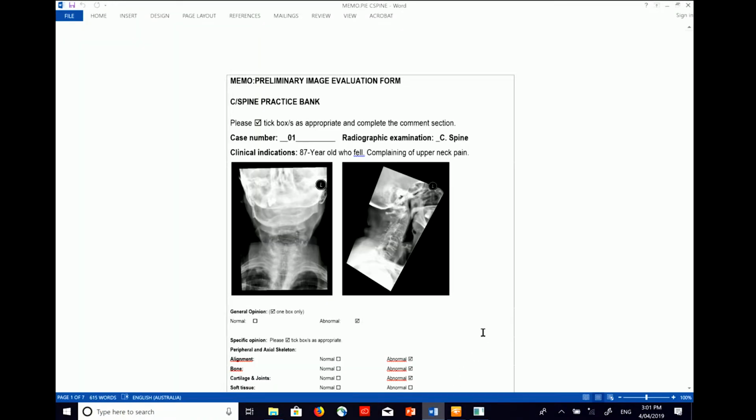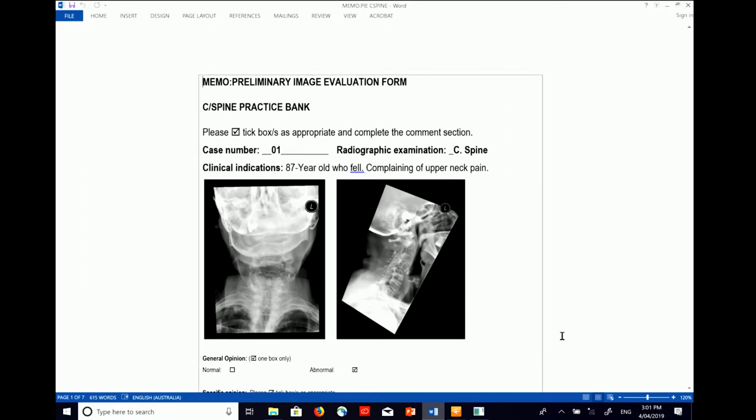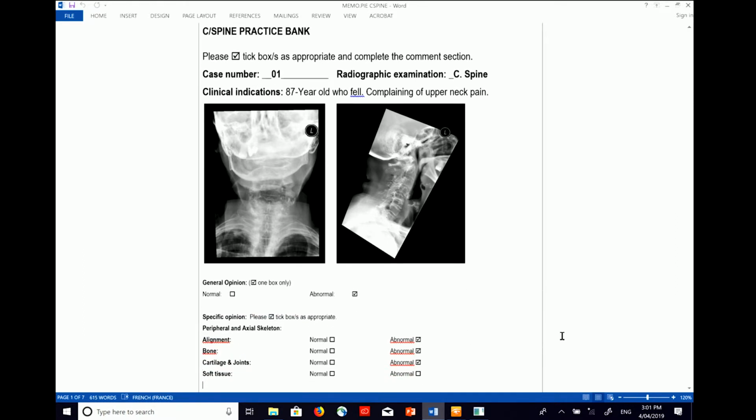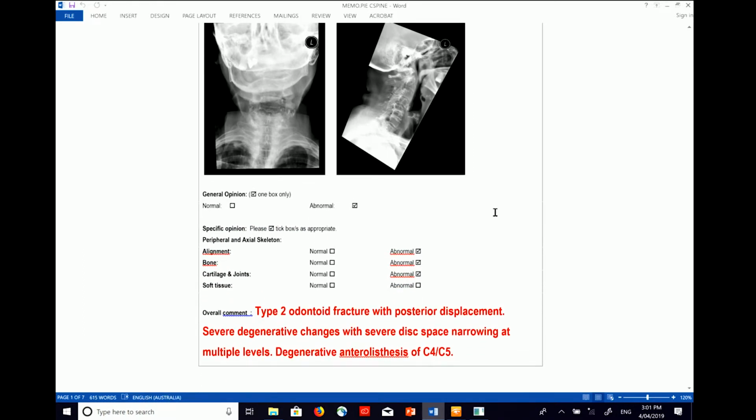So for our preliminary image evaluation form, if we just go down, clearly this case is abnormal. The alignment is abnormal because of the posterior displacement. The bone is abnormal because of the fracture, and of course the cartilage and joint is also abnormal. So your overall comment should be that there is a type 2 odontoid fracture with posterior displacement. There's evidence of degenerative changes with severe disc space narrowing, in particular at C4, C5, and there's degenerative anterolisthesis of C4, C5.